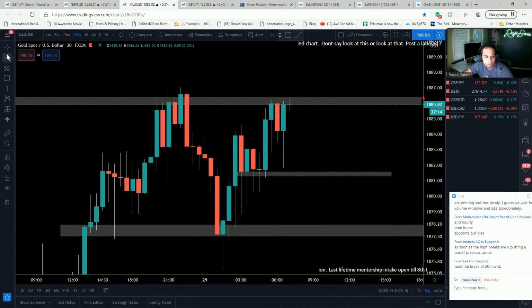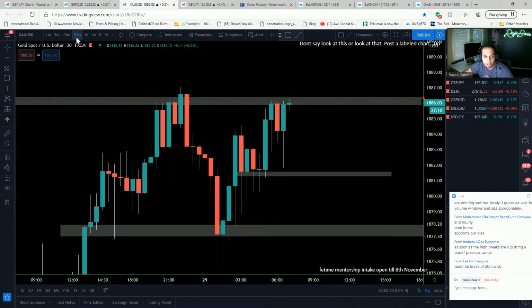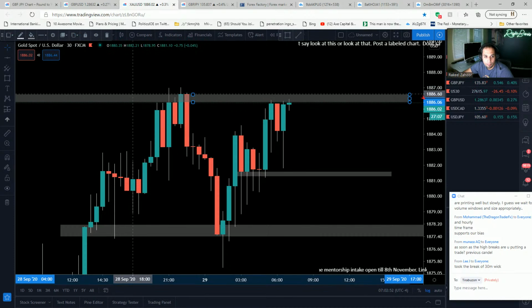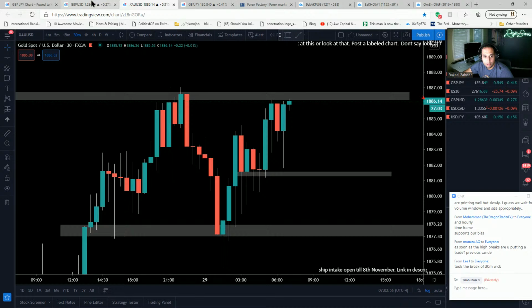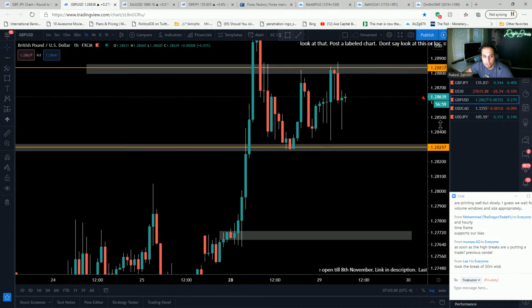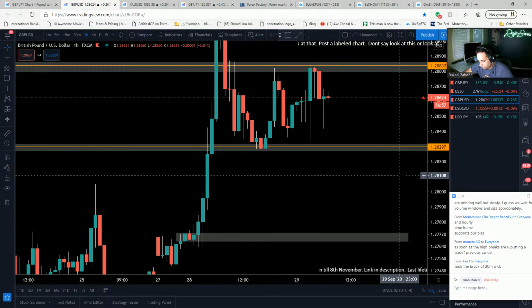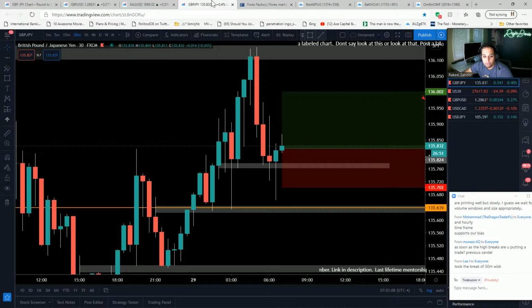Okay, ooh, gold is coming back up to this resistance area. Interesting. Gold is coming up over here. Let's take a look at GU. GU is still ranging.